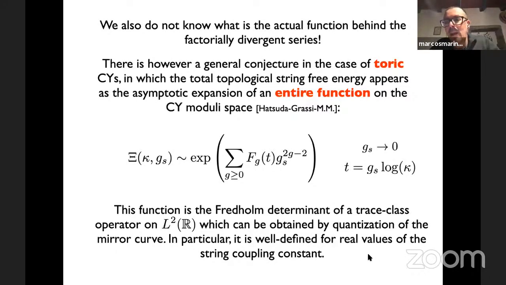But this is just for the case of toric Calabi-Yau. I think this should also be the case in the compact case. We still don't know what this entire function is, but I think there should be something very similar.